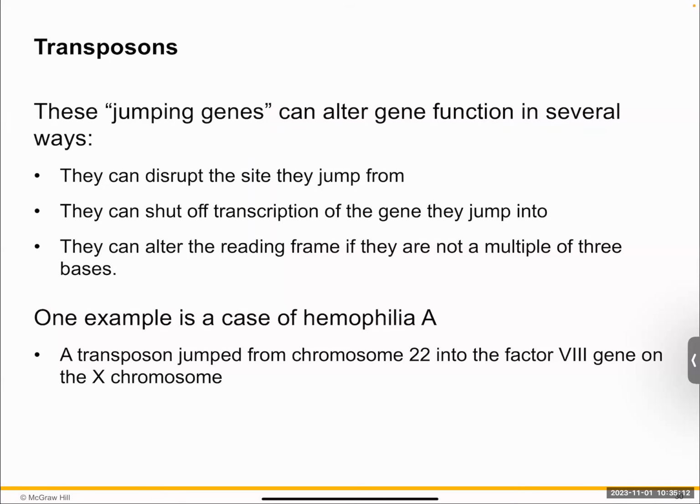Now, transposons. Transposons are basically known as jumping genes. These are the genes that go from one location to another. And if these genes jump, they can actually cause major mutations and cause major health issues and medical conditions.